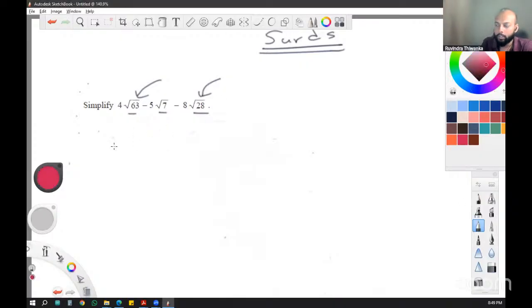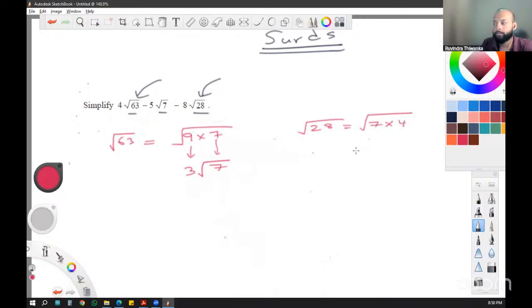So first, root 63 can be written as root 9 times 7. If you look carefully, root 9 we can write as 3, right? 3 times 3 makes 9. 3 squared is 9. So root 9 we can write as 3. And root 7 just comes like this. And root 28, you can write it as 7 times 4. So square root 4 is 2. We can write it like this.